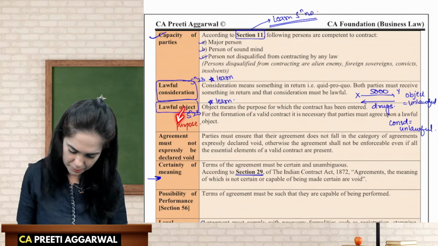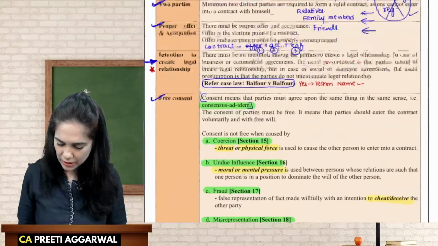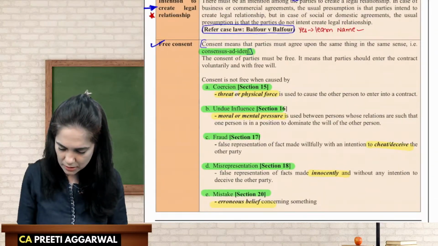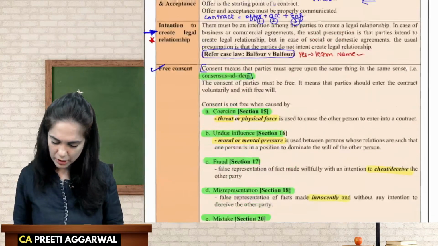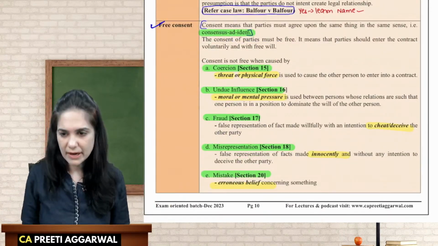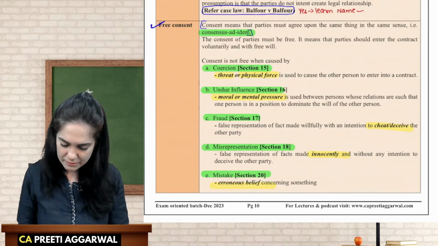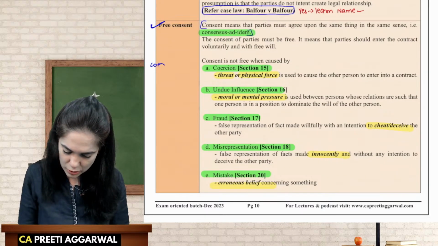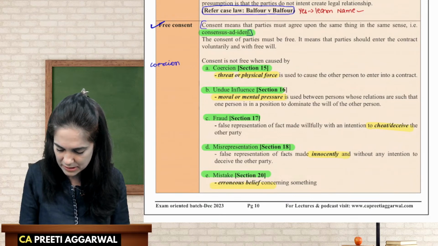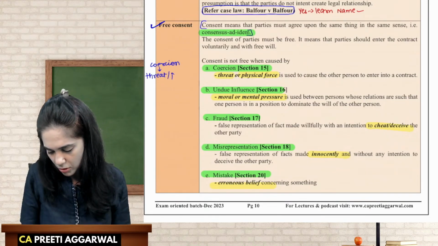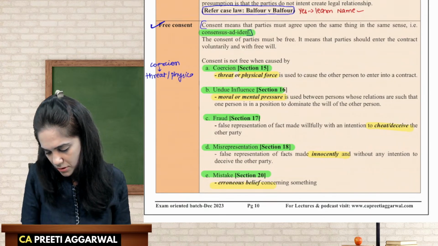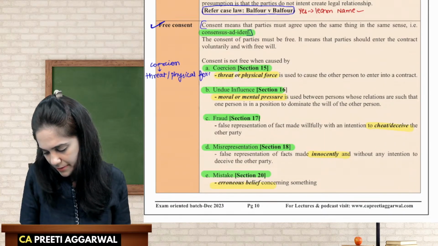Object means purpose. Here you can also write coercion, although I don't think we need to write it. I have already highlighted the keywords. But if you want to write and practice, how will you do it? Use the left margin. What happens in case of coercion? See how I'm writing and practicing. In case of coercion, there is threat or physical force. This is my writing practice.